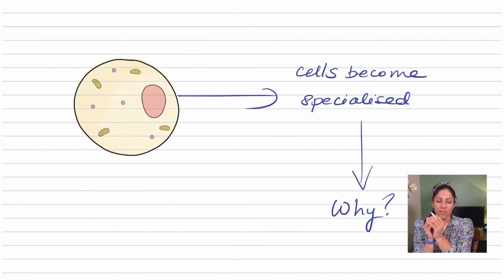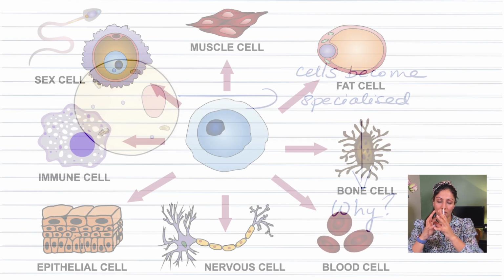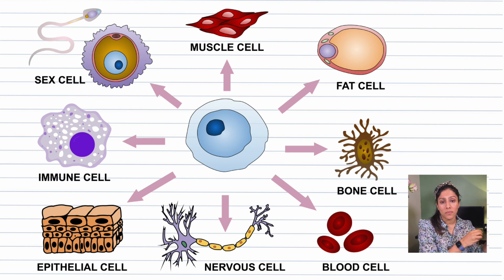So they all start off as the same generic cell, and then they adapt and they change their shapes because they all have different jobs or functions that they need to carry out. So it's really important for them to carry out those jobs well and efficiently, that they specialize, or differentiate is another word, or change and adapt to be able to do that really well.